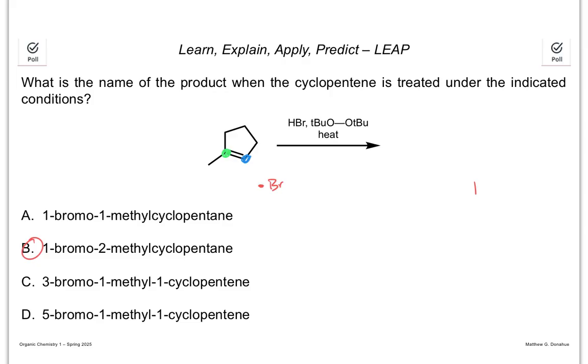So if the bromine adds to the blue carbon, it generates that radical. If it adds to the green carbon, it generates that radical. So what class is this radical? So that's tertiary. And then the other one is secondary. So we know that that's going to go on to the major product. And so when that tertiary radical abstracts a hydrogen, you get your product. And then we just number around the chain, and we would find that 1-bromo-2-methylcyclopentane is the major product.